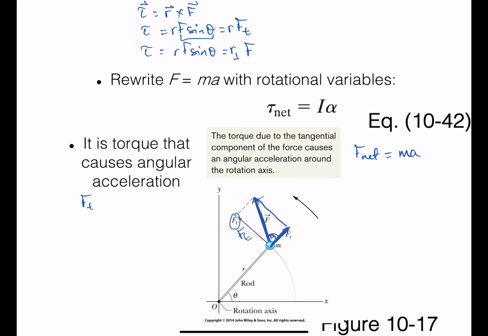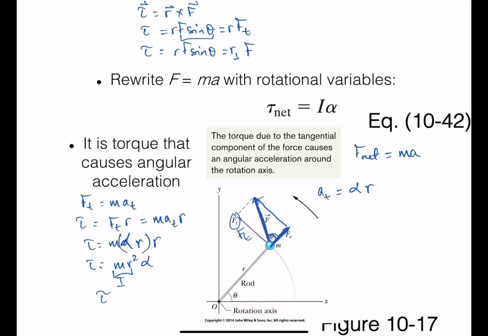F_t is mass times tangential acceleration, so torque equals F_t times r, which we can write as m a_t r. From the previous part, we know that tangential acceleration is alpha times r, so we can write torque as m alpha r squared. This gives you the inertia, so the net torque equals I times alpha.